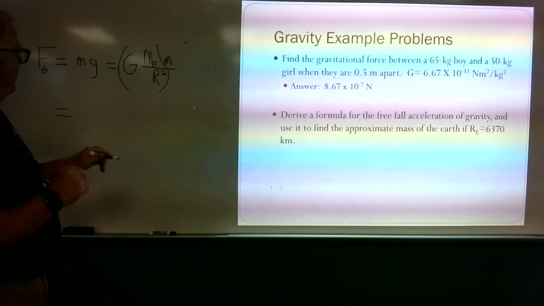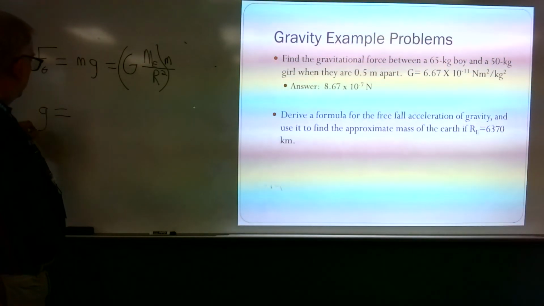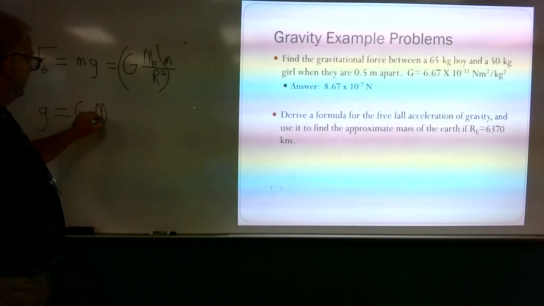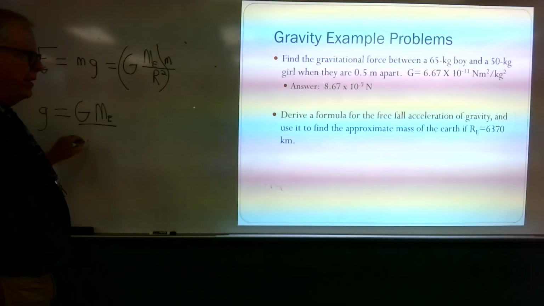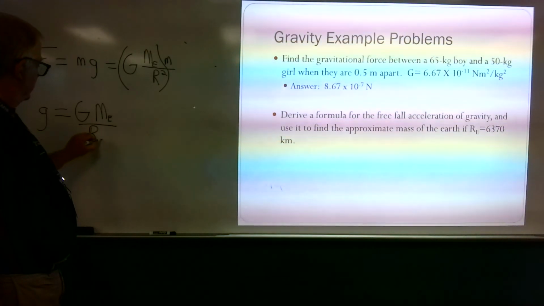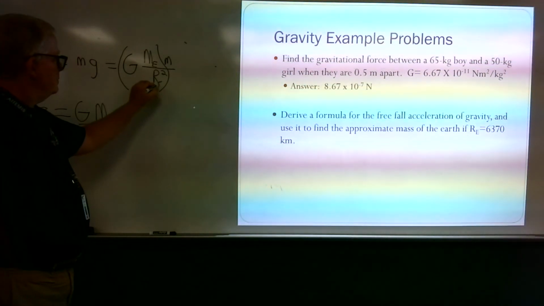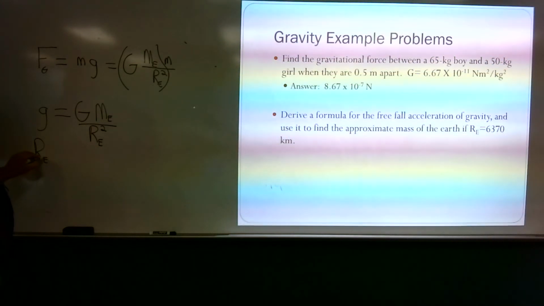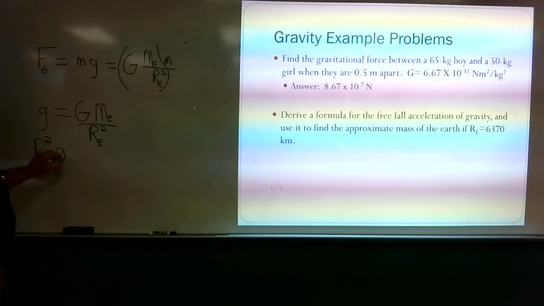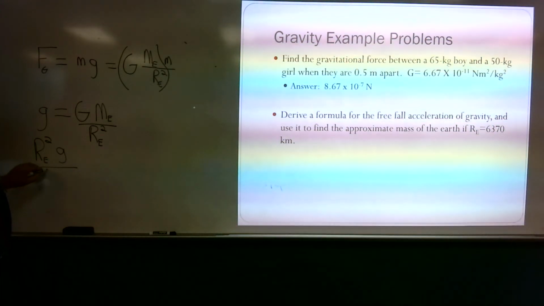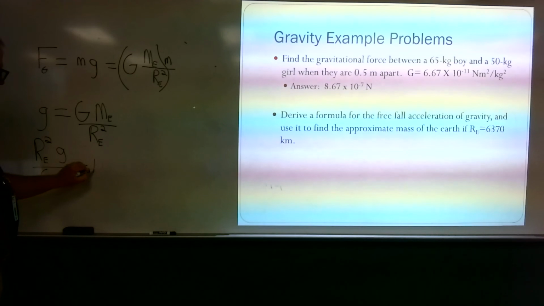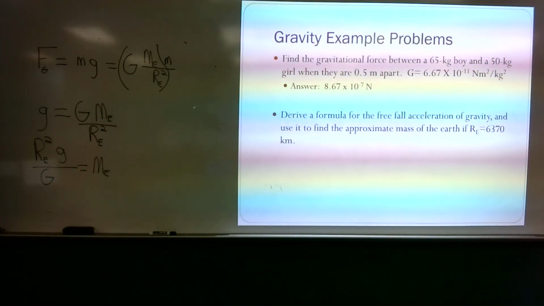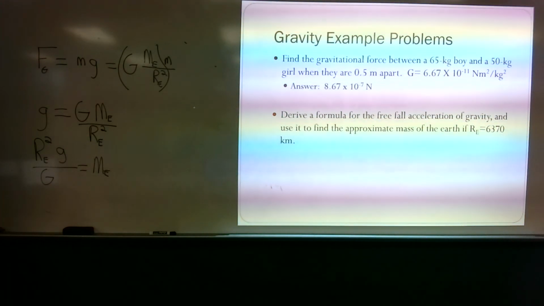Let's find the mass of the Earth then. We know that little g is going to be equal to 9.81, and that should equal big G times the mass of the Earth divided by the radius of the Earth squared. So therefore, the radius of the Earth squared times little g divided by big G must equal the mass of the Earth. Let's see how close we got to that number that we gave a moment ago.